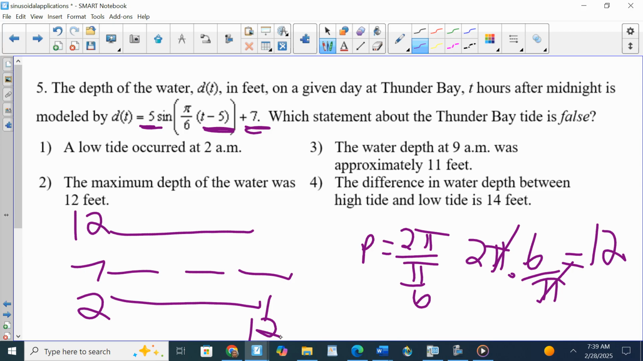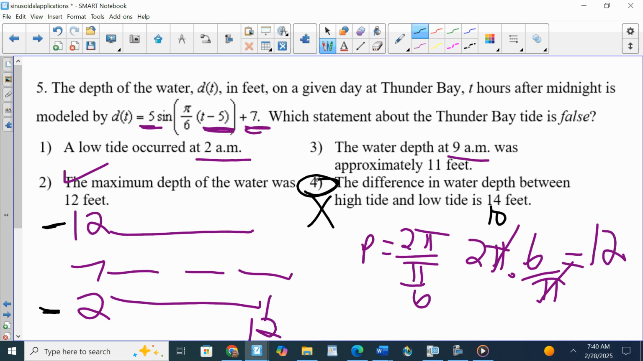So, the depth of the water in feet on a given day at Thunder Bay, t hours after midnight, is modeled by this function. Which statement is false? Well, we're going to hold off on 2 a.m. right now and 9 a.m. The maximum depth of the water was 12 feet. Yes. The difference in water depth between high tide and low tide is 14 feet. While high tide is 12, low tide is 2. So the difference between 12 and 2 is 10. So that's wrong. Which one's false? Choice 4.